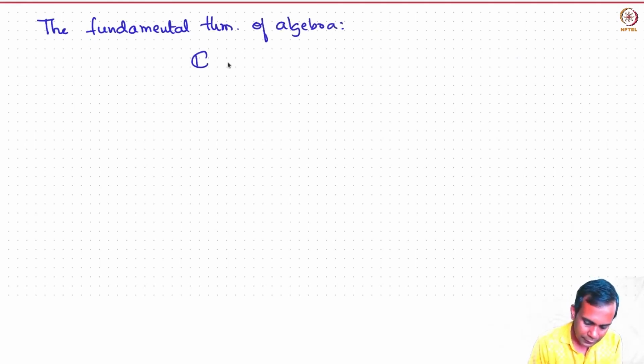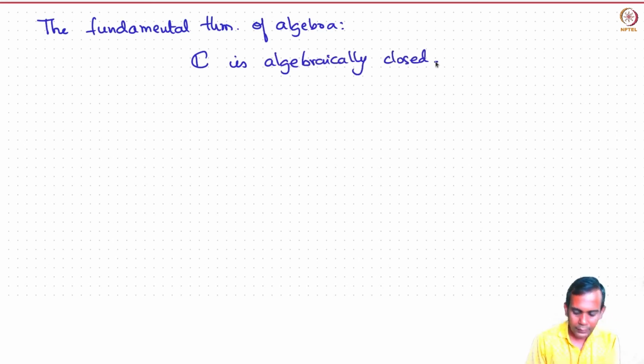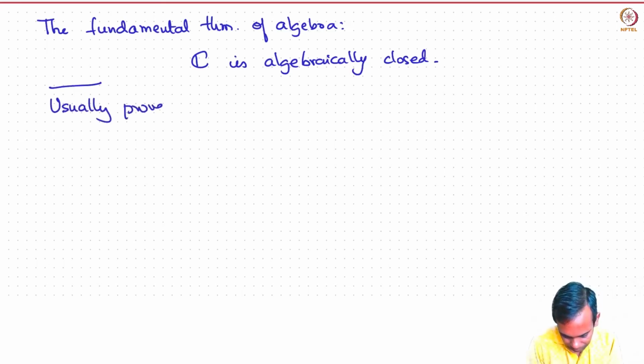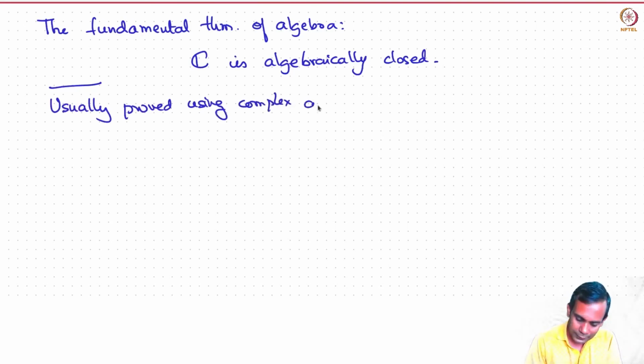It says that the field of complex numbers is algebraically closed. This is usually proved in the second form. You show that any non-constant polynomial has a root. So this is usually proved using complex analysis. But it doesn't use all that much complex analysis.